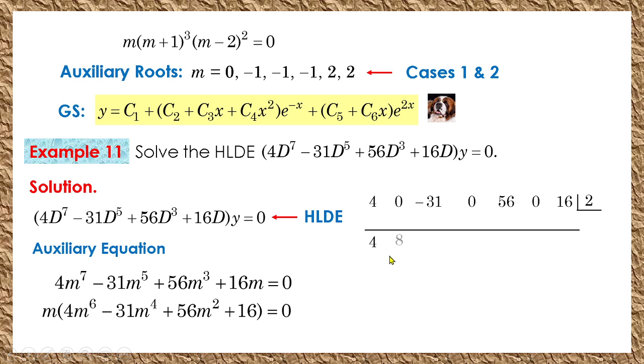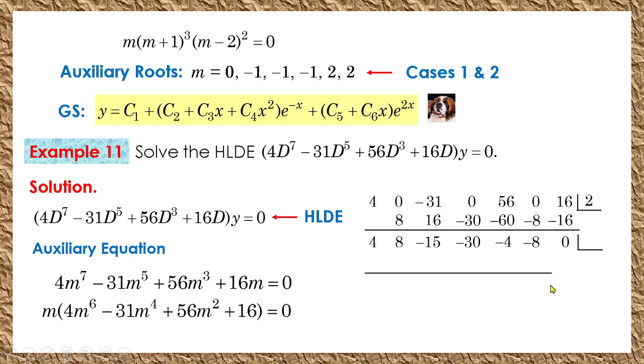So 4 times 2, 8. So, add 8, multiply by 2, 16, add, negative 15, multiply by 2, negative 30, add, negative 30, multiply by negative 2, negative 60, add, negative 4, multiply by 2, negative 8, add, negative 8 times 2, negative 16, add, 0. Oh, see? 2 is really a root, m minus 2 is a factor. Oh, ano pang itatry natin? 2. Oh, I tried 2 again.